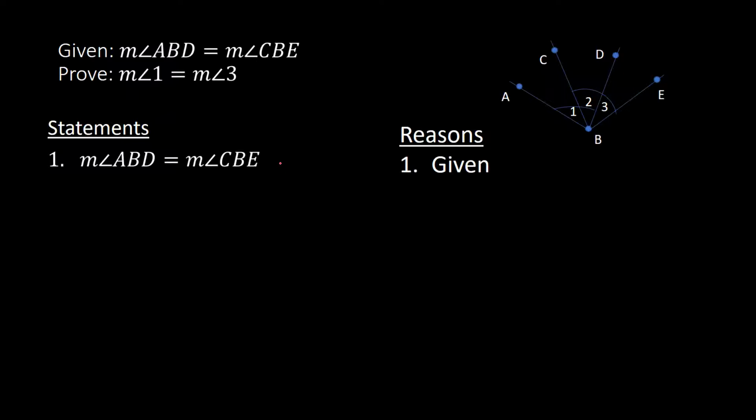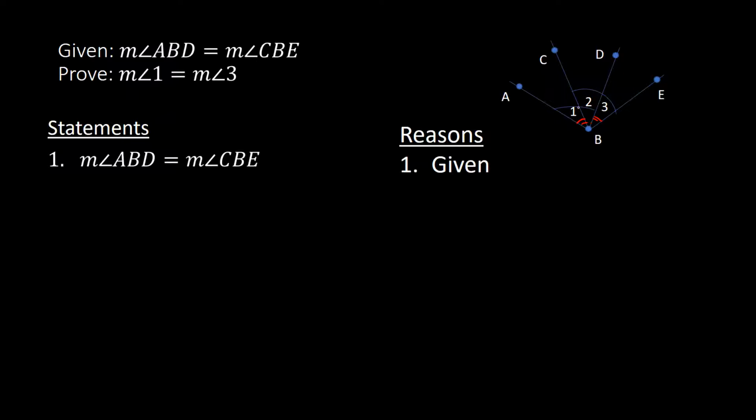Now your last statement in the proof is going to be measure of angle 1 equals measure of angle 3. So we need to somehow get from this given statement to measure of angle 1 equaling measure of angle 3. So the question is, how do we do that? Well, if we look, we see that we're starting with the bigger angle, but we somehow need to get to the point that the small angle, angle 1, is congruent to angle 3.